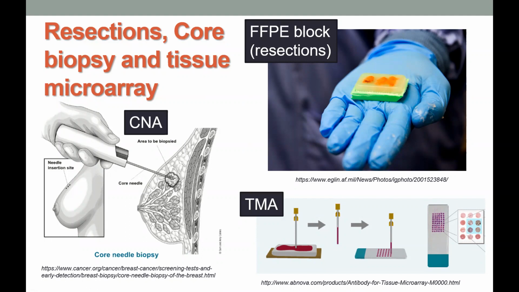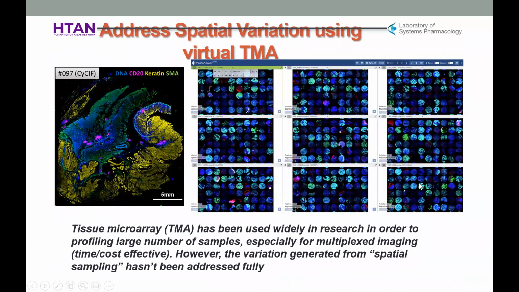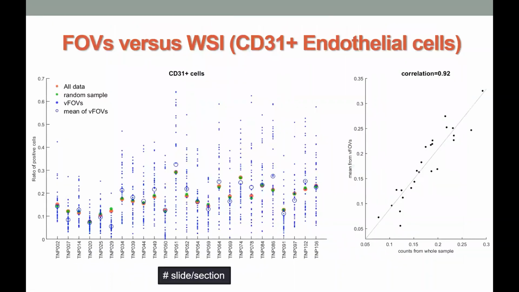We have been running the same kind of exercise since we had this opportunity to collect multiple slides and multiple sections. We generated an idea we call the virtual TMA. Basically, you do the same thing people do at the sample level, but at the image level, so we can generate this series of subsampling or spatial sampling. Then the question is, how well does this spatial sampling reflect the whole sample? This is just a quick and dirty way to demonstrate.